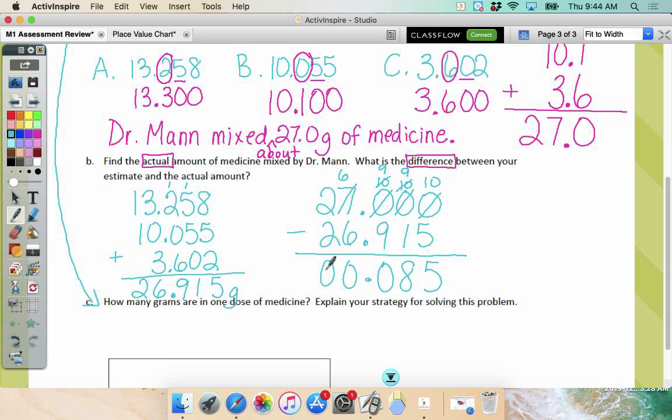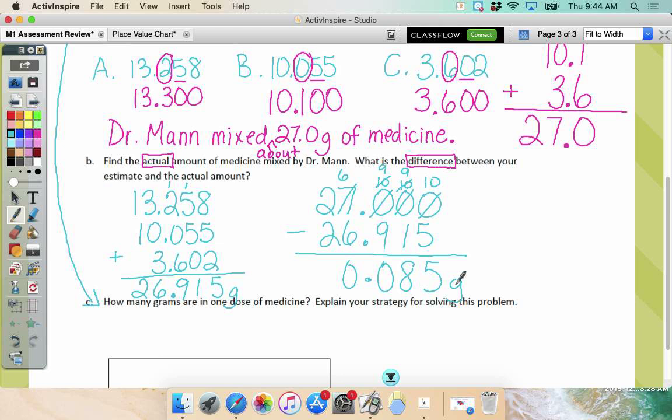Okay, which 0 do I not need? The first one. Okay? So don't leave that 0 on there because I'm going to count it wrong. You know already you don't put a 0 in the tens place. You just put it in the ones. So what is the difference between the two? 85 thousandths. That's not very much. We had a really good estimate. Okay, so you know what to do there?